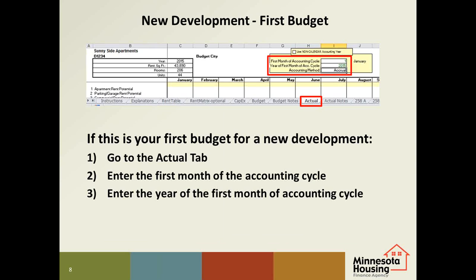If this is the first time you filled out a budget for a new development, you need to click on the Actual tab. Then you'll need to change the first month of the accounting cycle. For most developments, this will be the number 1 for a January to December fiscal year. Then fill out the year of the first month of the accounting cycle. This will make sure you have the correct year and starting month throughout the BudRep.